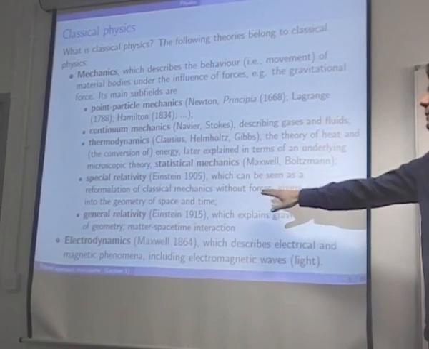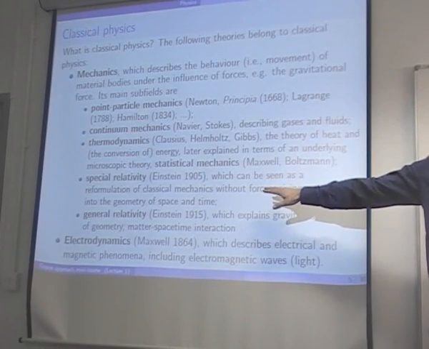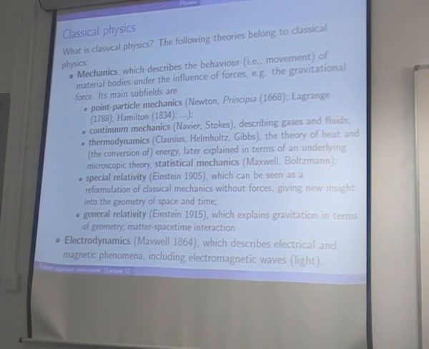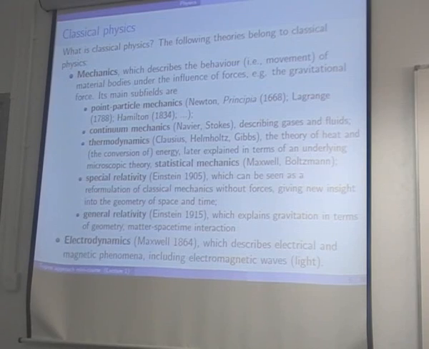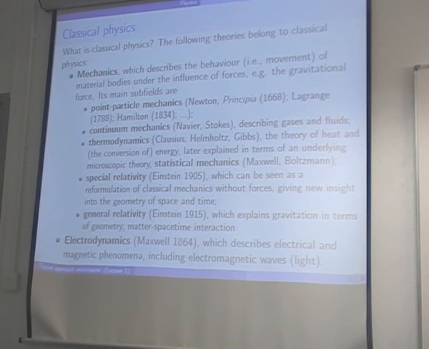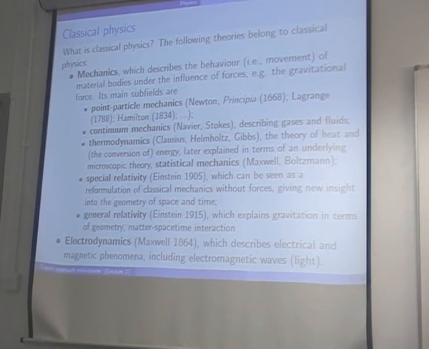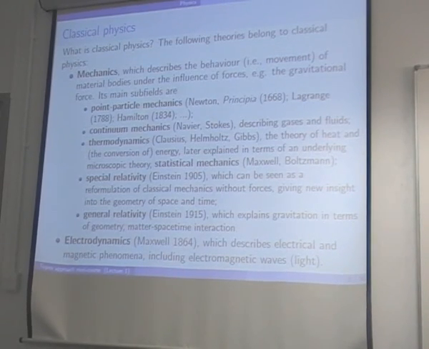After 1900, there came special relativity, Einstein, 1905, and special relativity can be seen as a reformulation of classical mechanics. First of all, without forces, and this gives a lot of new insight about the geometry of space and time. And the step is actually quite massive. I mean, people had been doing mechanics for 250 years, and then Einstein comes along and says, well, you thought about space and time in the wrong way. Here's a better way to do this. So it's a massive step.